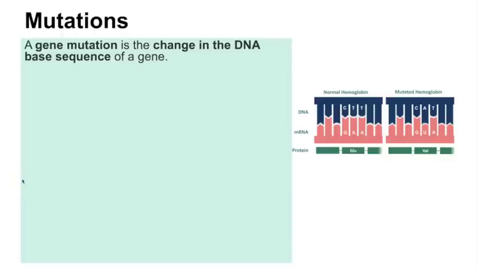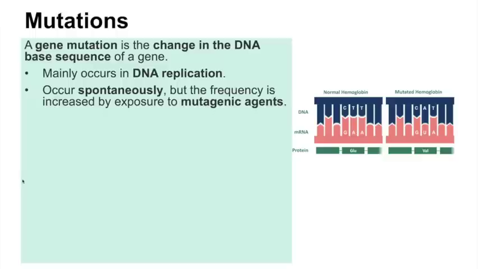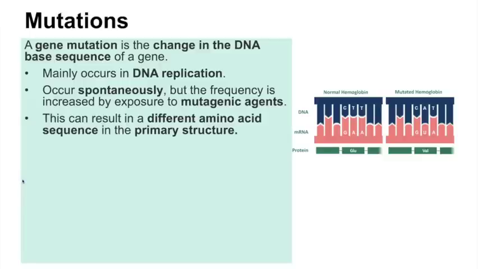So we begin with mutations, specifically gene mutations, which are a change in the DNA base sequence of a gene. And this mainly occurs during DNA replication, which is within interphase of the cell cycle. They occur randomly and spontaneously, but the exposure to mutagenic agents, so things like ionizing radiation, do increase the frequency at which they can occur.